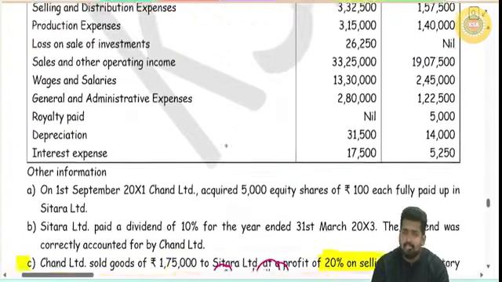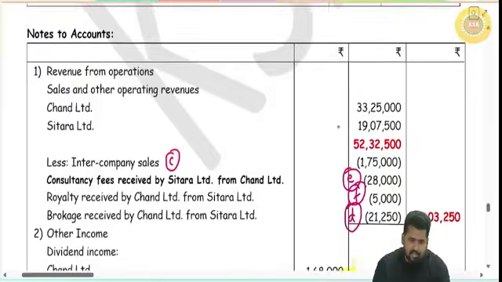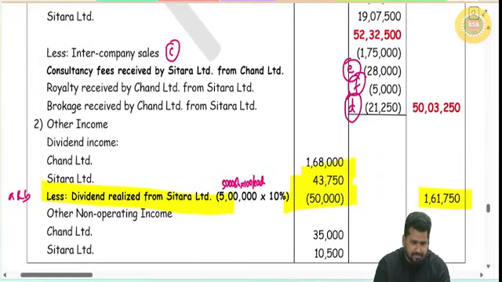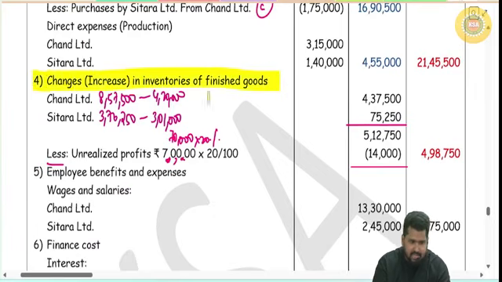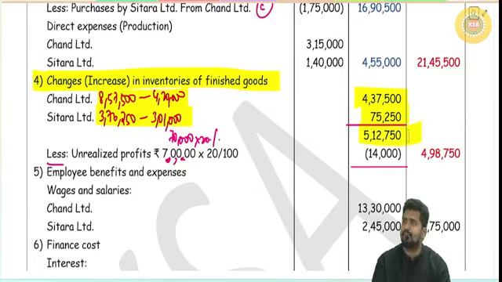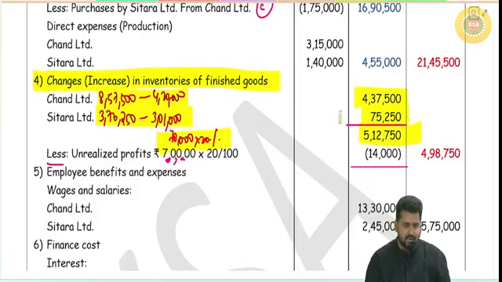Clear? How to eliminate this? Shall I tell you? First we have to find the changes in inventory. 857,500 minus 420,376 minus 301. So that we will do, and we will find what the changes in inventory are first. Go to working note, point number 4, changes in inventory. Chand Limited, these two numbers, if you subtract, what is the change in inventory? 437,750. So the total inventory which we should actually have added is 512,750, but there is an unrealized profit included in Sitara Limited. It is eliminated. So this is what we have to show.